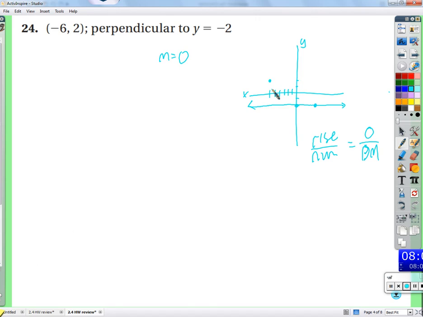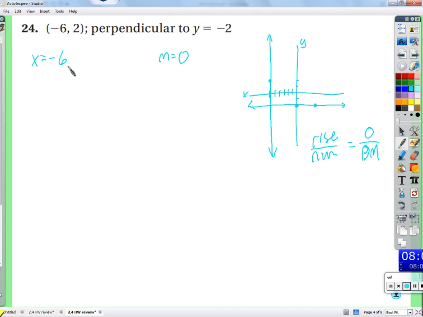The vertical line has to be perpendicular to the horizontal line. It has to go through the point -6, 2. Has to go through here. Has to be perpendicular to this line. That's the line we're looking for. What's an equation that will tell me that one? X equals -6. That's the x value.